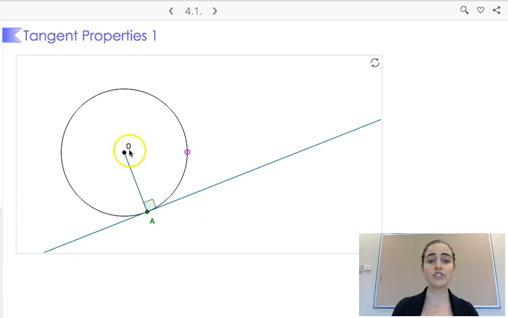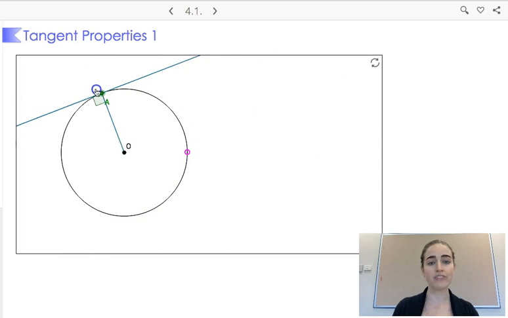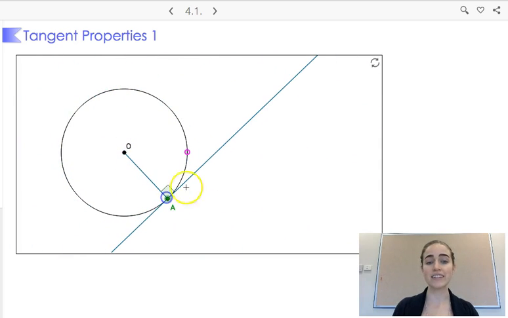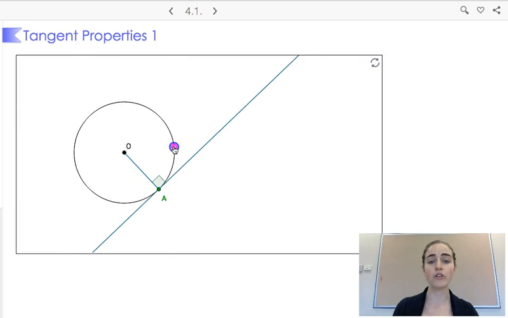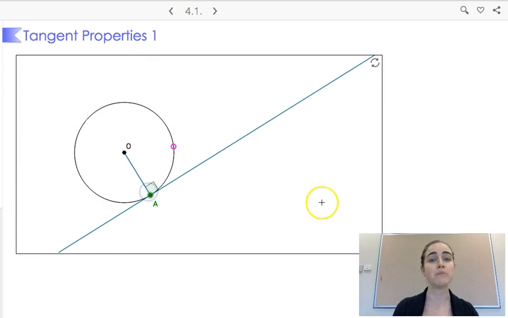So here you can see our circle, we've got our radius drawn and our point of contact is A here. Now, no matter where we move that around the circle, the radius and the tangent are always going to be perpendicular to each other. And that doesn't depend on the size of our circle either. So no matter where it is, it's always going to be perpendicular.